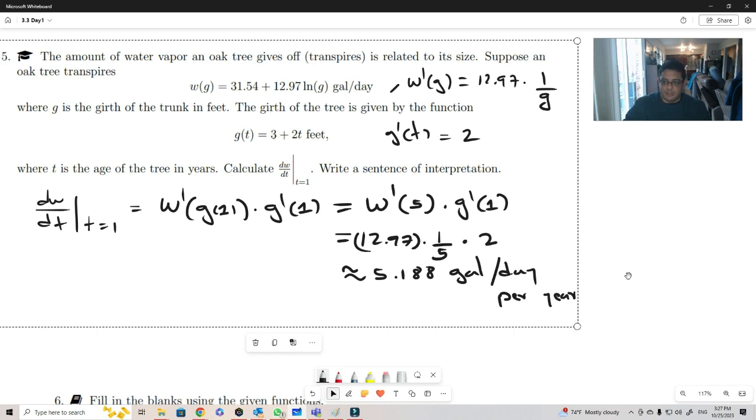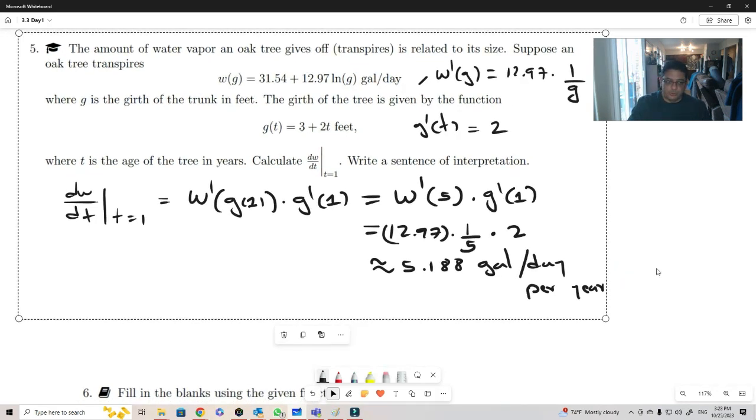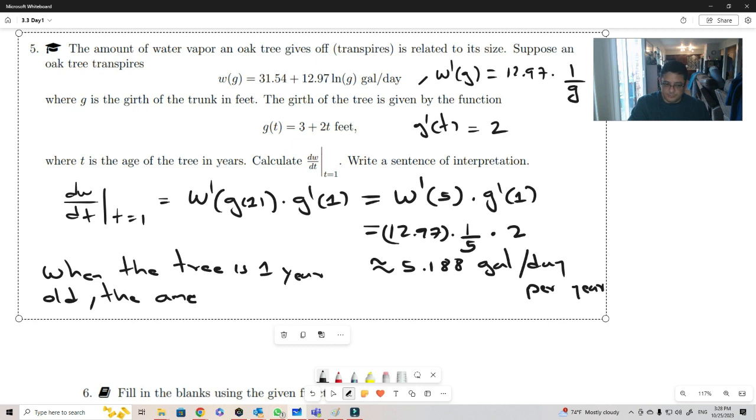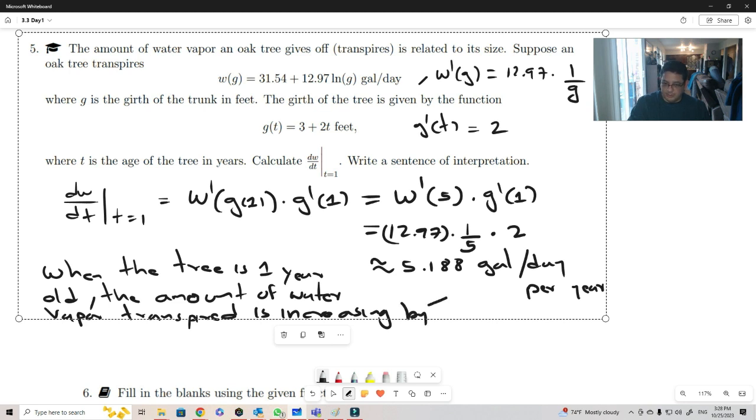So now what will be the interpretation of this? Well, we had that when the tree is 1 year old, which means T equals 1, the amount of water vapor transpired is increasing, because notice that the result was positive. So since this is positive, it's increasing by 5.188 gallons per day per year. Okay? And so that will be the interpretation here.